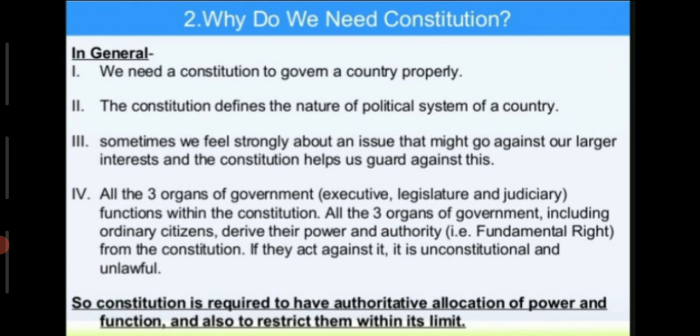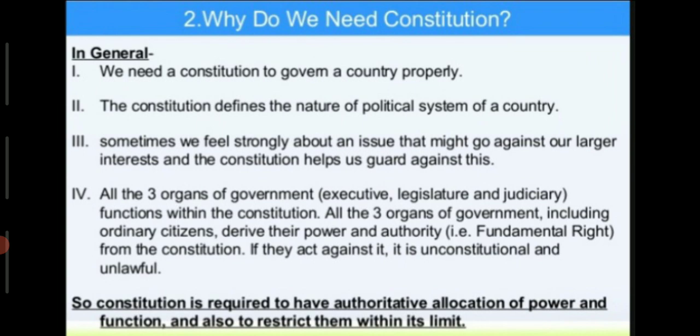The constitution defines the nature of the political system of a country. Sometimes we feel strongly about an issue that may go against our larger interests, and the constitution helps us guard against this. All the three organs of government, executive, legislature and judiciary, function within the constitution. All the three organs of government, including ordinary citizens, derive their power and authority, that is fundamental rights, from the constitution. If they act against it, it is unconstitutional and unlawful.